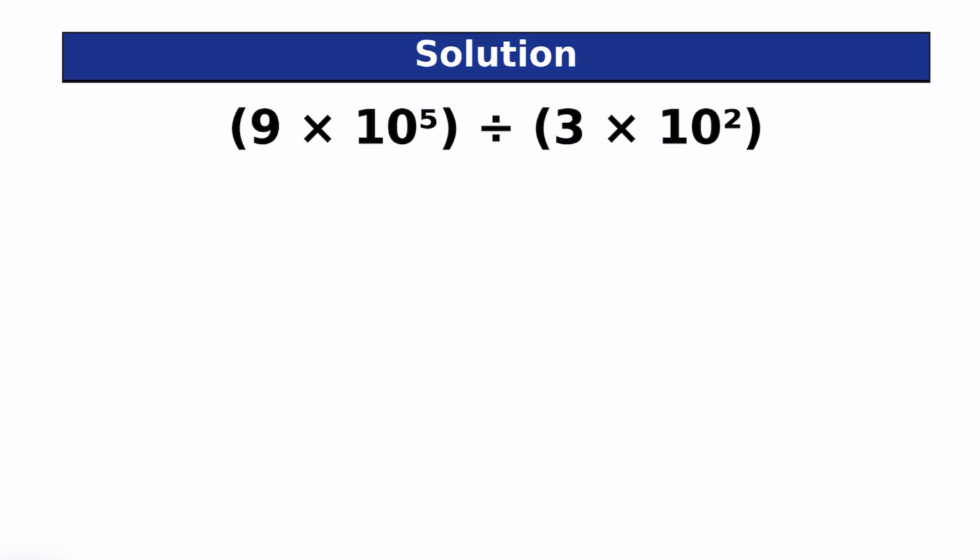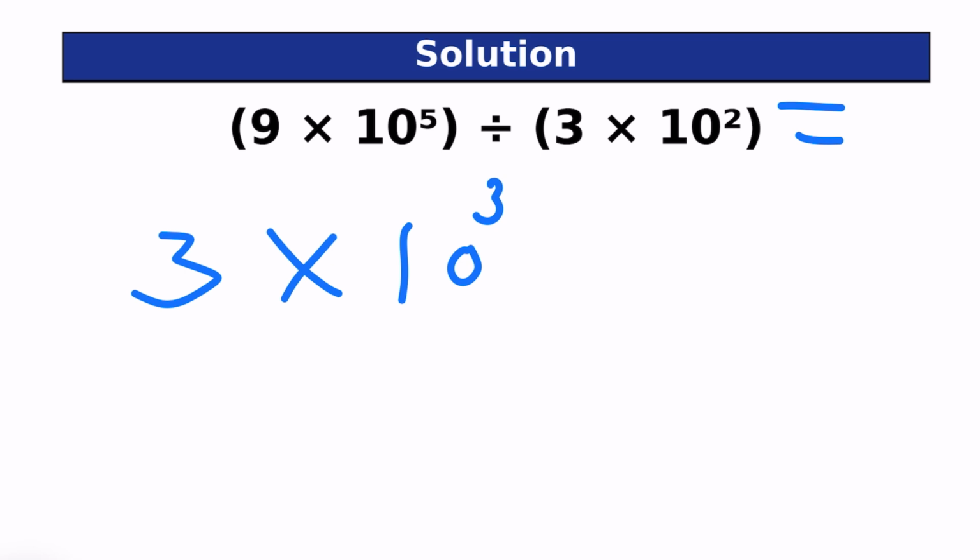Okay, so the next question. So we're going to divide the integers. So we're going to get 3 as 9 divided by 3 is 3. So now if we minus the indices, as when we're dividing we subtract them. So 5 minus 2, that's going to be 3. So it's going to be 10 to the power of 3. So the final answer would be 3 multiplied by 10 to the power of 3.